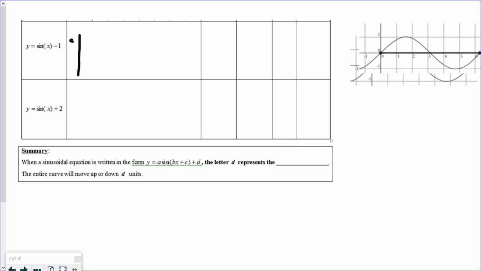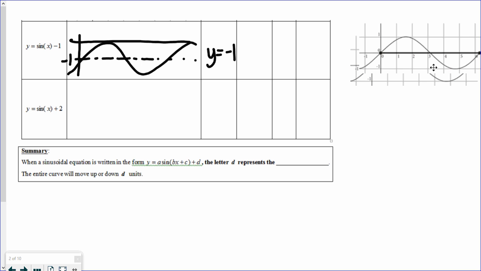This one, we see that it goes up to 0. I'm not going to draw this all out. You've already done it. So our median line would be at y equals -1 now, and it will go up and down accordingly. So for all of those, this one, y equals -1, is our median line. Our amplitude is still 1 unit, meaning it goes above or below the median line 1 unit. Our period is still 6.28.